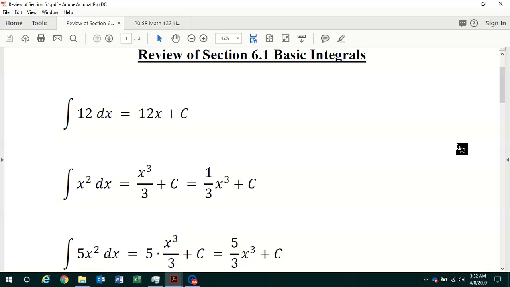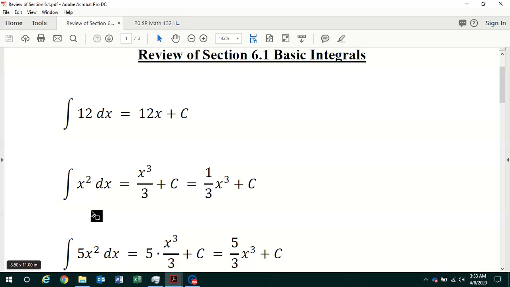So back in section 6.1, we learned 7 rules of basic anti-differentiation. And I just want to go over those real quickly. The antiderivative of a constant with respect to x is just equal to the constant times x plus c. Now, how do we know that we got the right antiderivative? You differentiate the antiderivative, and you better end up with what's inside the integrand in the indefinite integral. So the derivative of 12x is 12, and the derivative of a constant is always 0. So the derivative of 12x plus c is just 12.